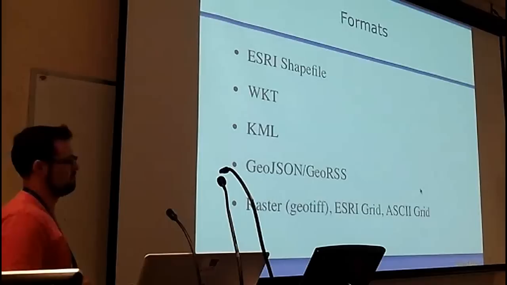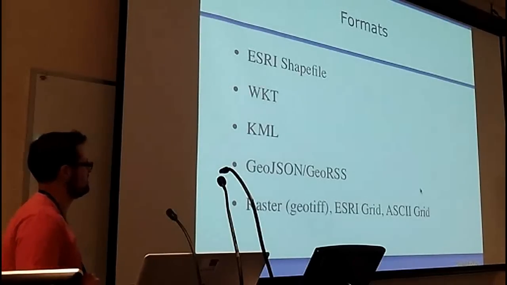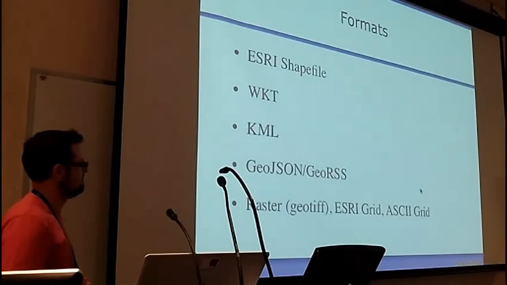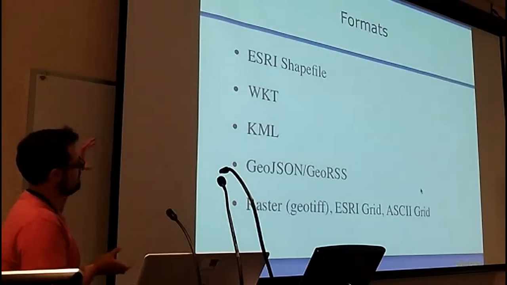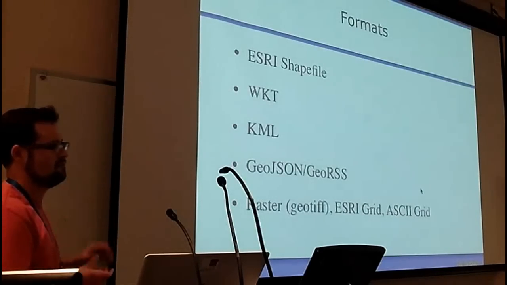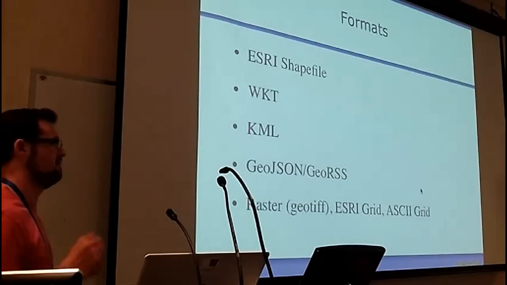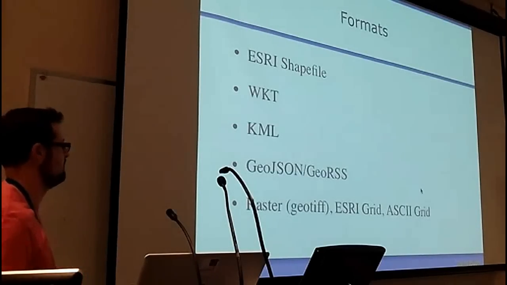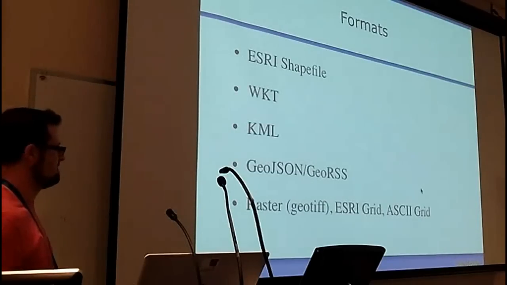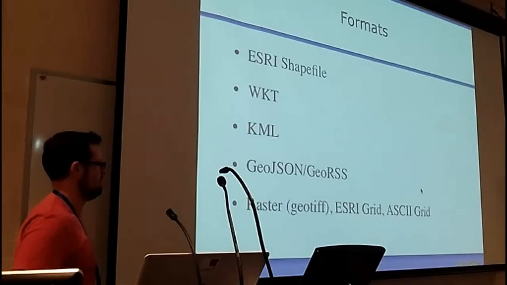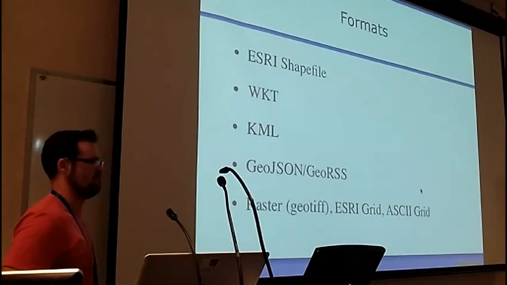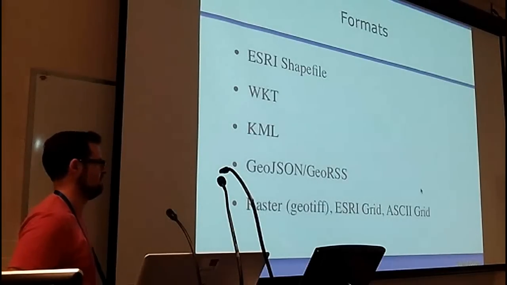Two others used more for spatial interchange are GeoJSON and GeoRSS. Those ones that I've just mentioned all deal with vector-based data, so points, polygons and lines, the three data types that we deal with. And then finally we've got raster-based formats. A common one is GeoTIFF, Esri Grid or ASCII Grid. There's another one called BIL, which I've seen available.